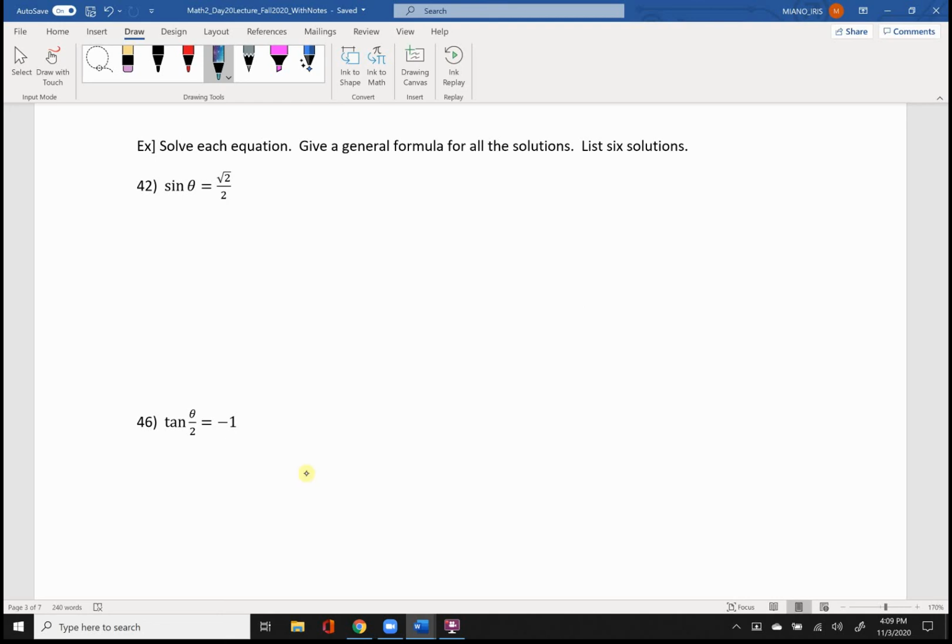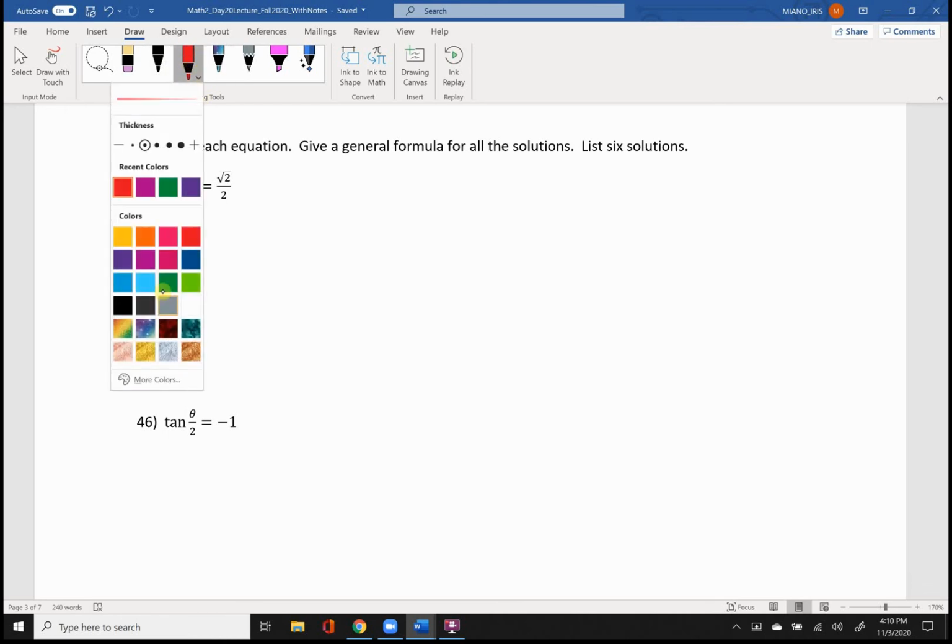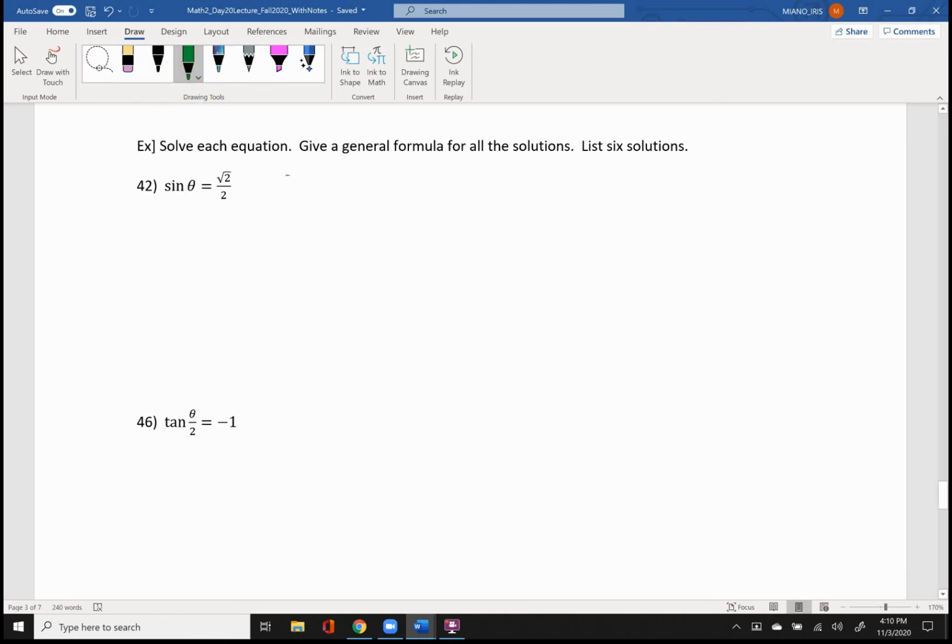So take a look at this. For what theta does the sine equal root 2 over 2? Well, the first rotation values are going to be, hold on, let me change the color here. Theta is going to be pi over 4 and 3 pi over 4.